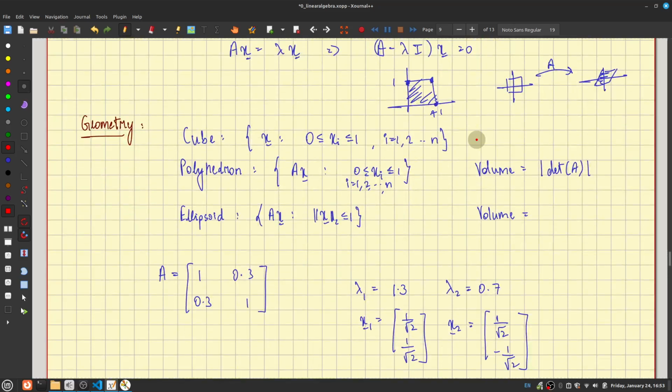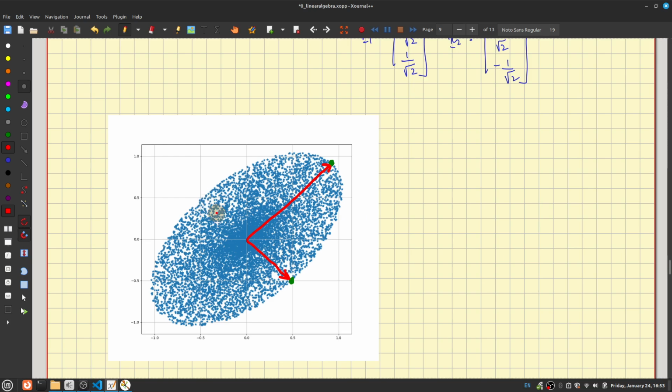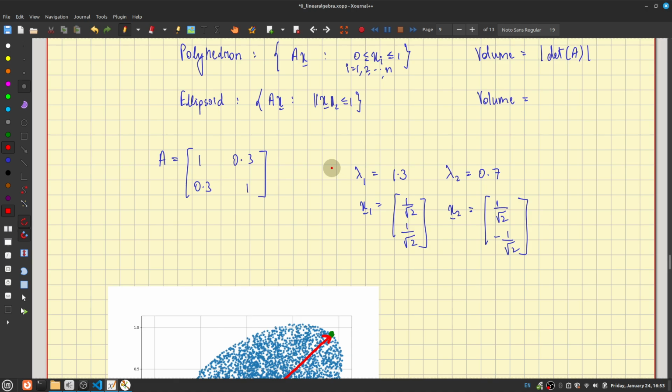So if you take the unit sphere and transform it using A, then basically you get an ellipsoid where the principal axes have lengths equal to twice each of the eigenvalues. So the length of this is basically going to be 2 times 0.7. This length is just going to be 2 times 1.3. So the principal axes are completely determined in terms of the eigenvalues and the eigenvectors. They define the principal axes of this ellipsoid.